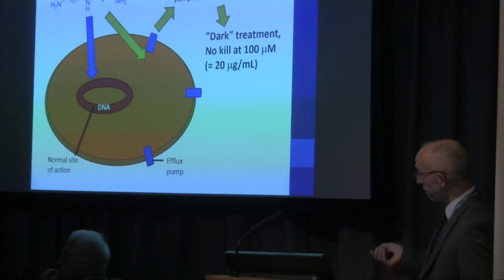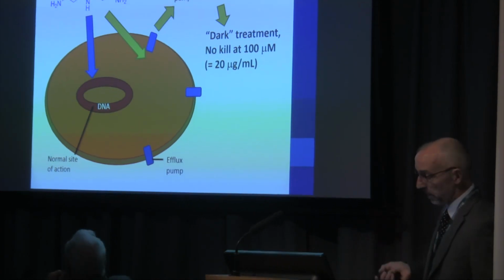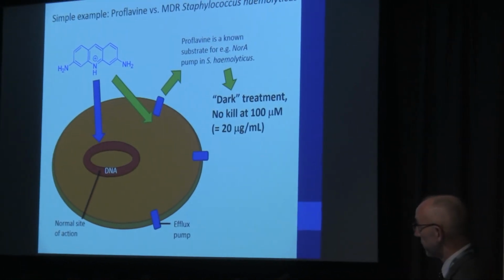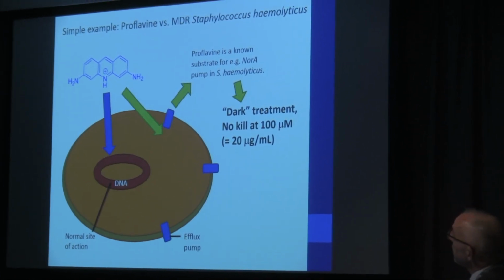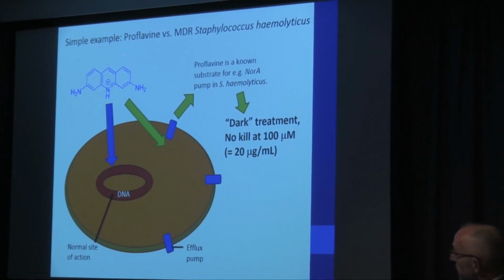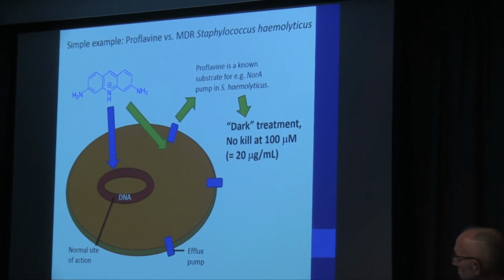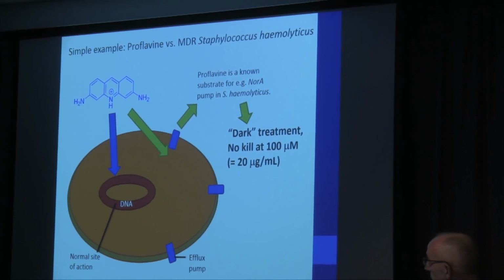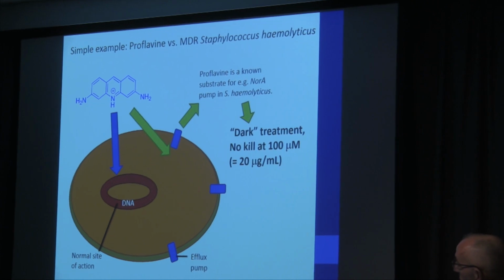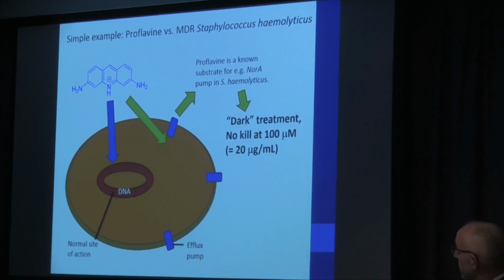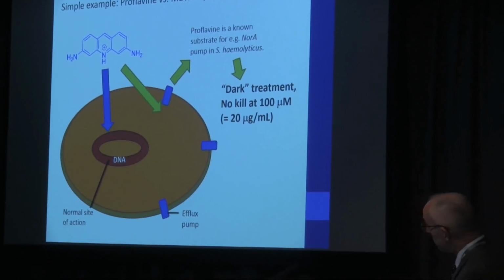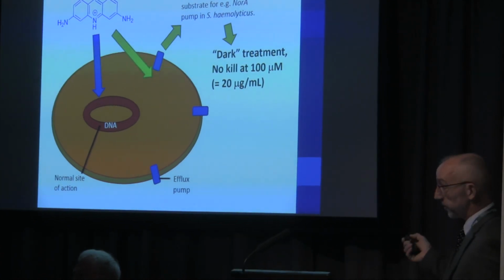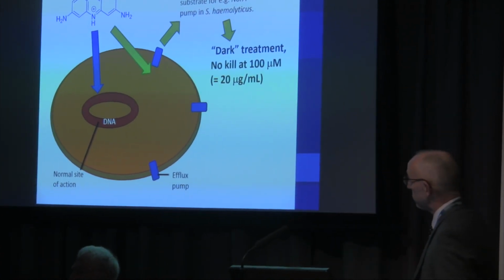So we looked at Staphylococcus haemolyticus, which is a standard skin bacterium, but it causes all sorts of infectious disease problems now. If you look at proflavin, which is a very simple, very old molecule, not quite as old as methylene blue, this normally acts against DNA, okay? But in something like Staph haemolyticus, it will be effluxed out. And there's plenty of evidence in the literature that the NorA efflux pump just removes it. If we do this experiment in the dark, we get no kill at all at 100 micromolar, which is quite a high concentration, about 20 micrograms per mil.